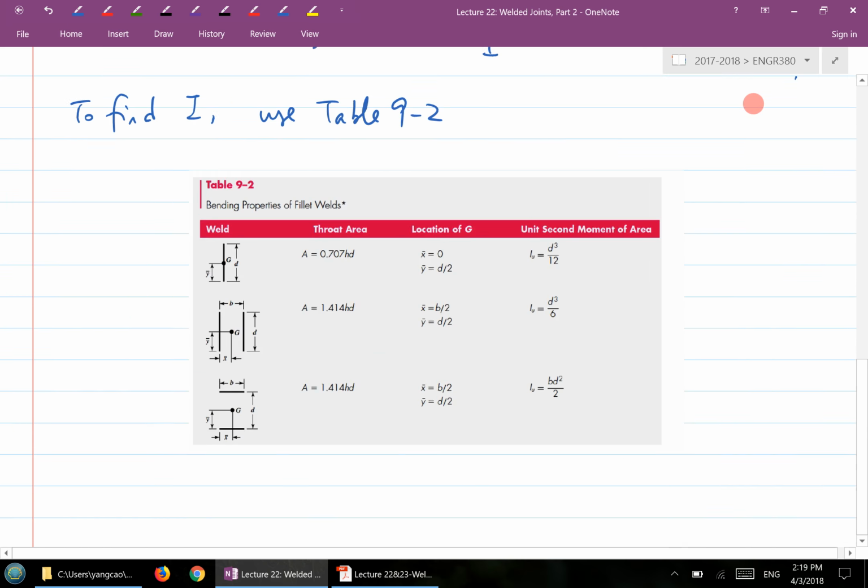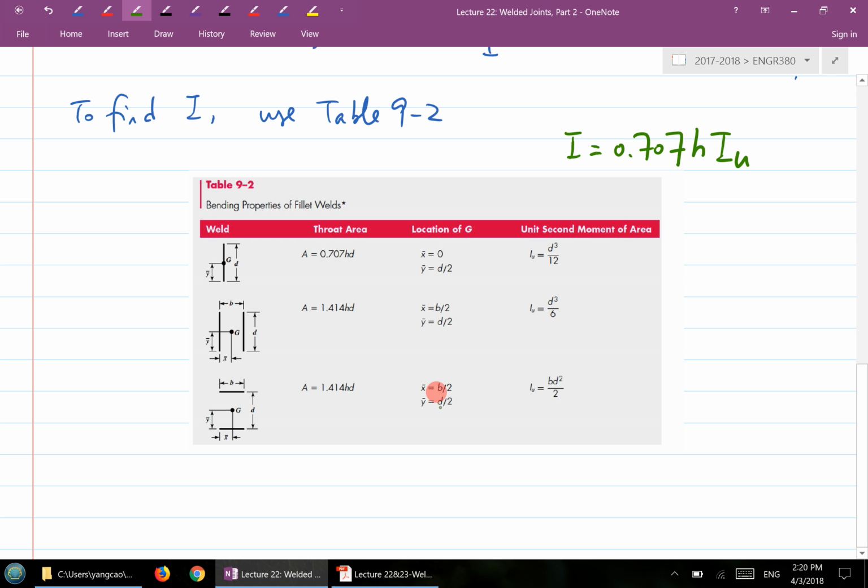So how you use this table is to find the geometry appropriately. Geometry basically means what the B is, what the D is. And then find the IU. Once you find the IU here, the I is just equal to 0.707 h times this unit second moment of area. That's how you can calculate the I based on table 9-2. So these two tables, 9-1 and 9-2, essentially serve as the important information for the two different types of loadings.